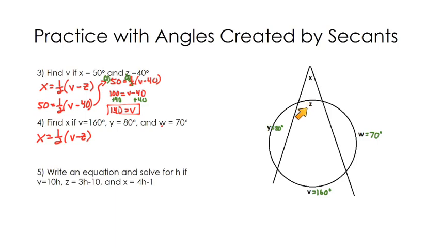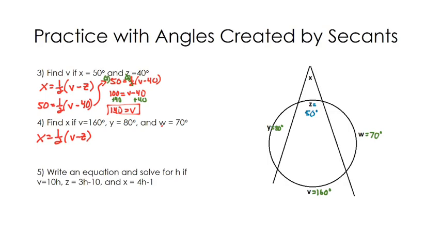But the problem is we don't know what z is. If we knew what z is, we'd be able to find x, but currently we just have too many variables. We don't know z, but we know y, v, and w. So the only arc in the circle that we don't know is z. What we know from previous problems is that all of these arcs together should have a sum of 360. So if I do 360 and subtract 160, subtract 80, and subtract 70, that gives me that z is actually 50 degrees.